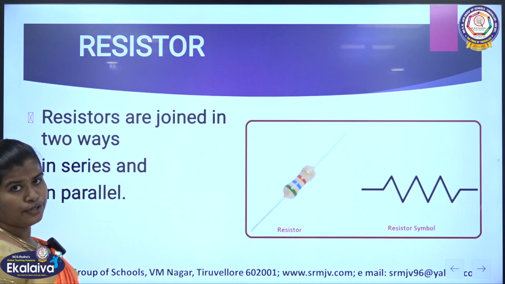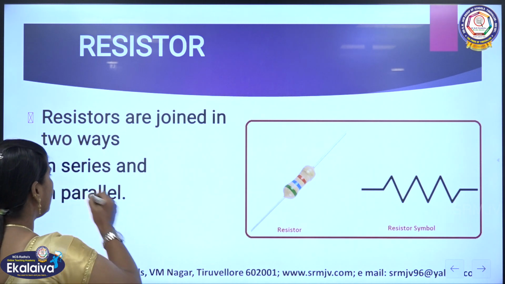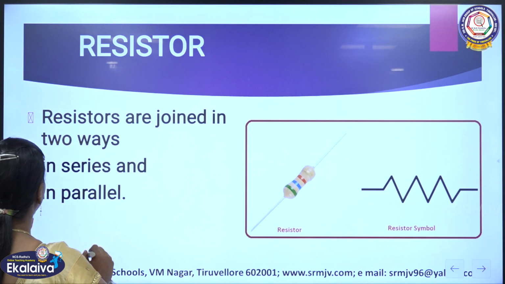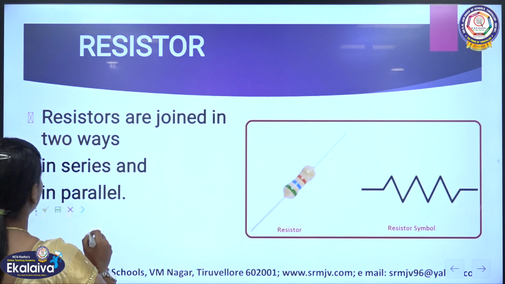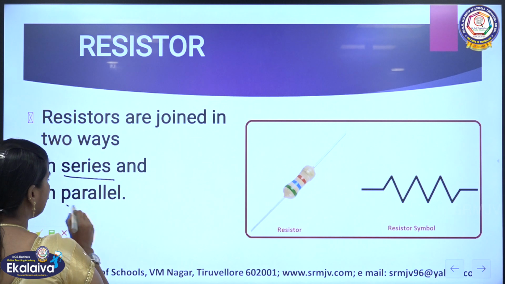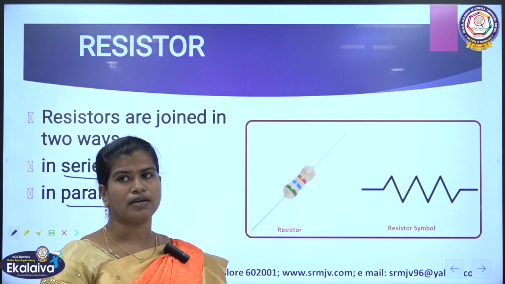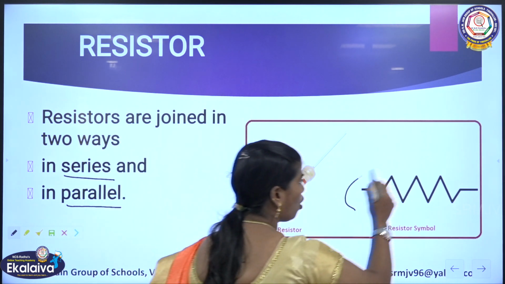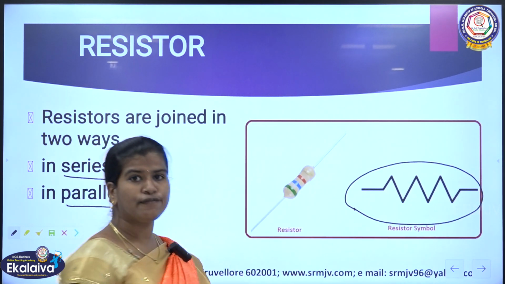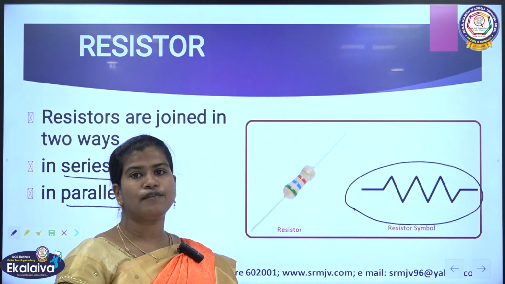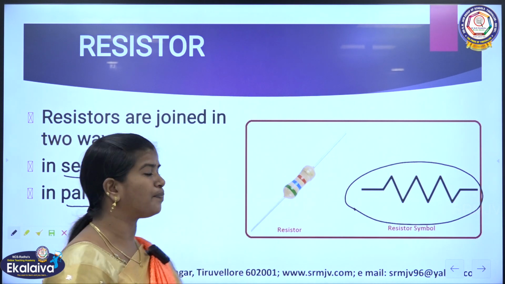Resistors are joined in two ways. One is the series and the other one is parallel. Already you know what is resistor. Resistor is a component which resists the flow of electric current, or otherwise resists the flow of electric charge.